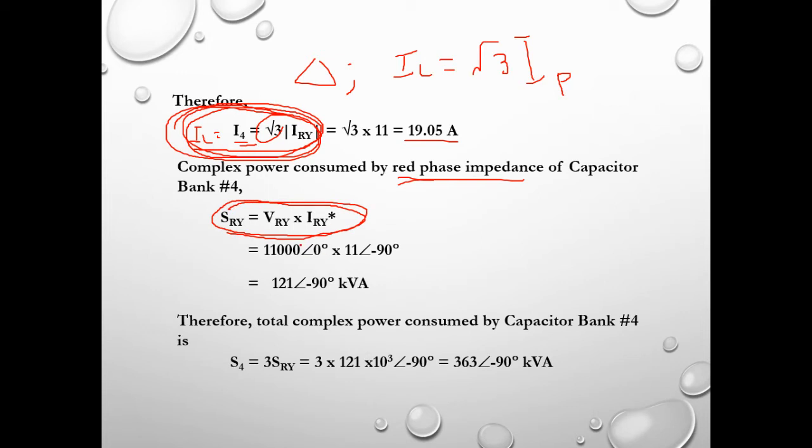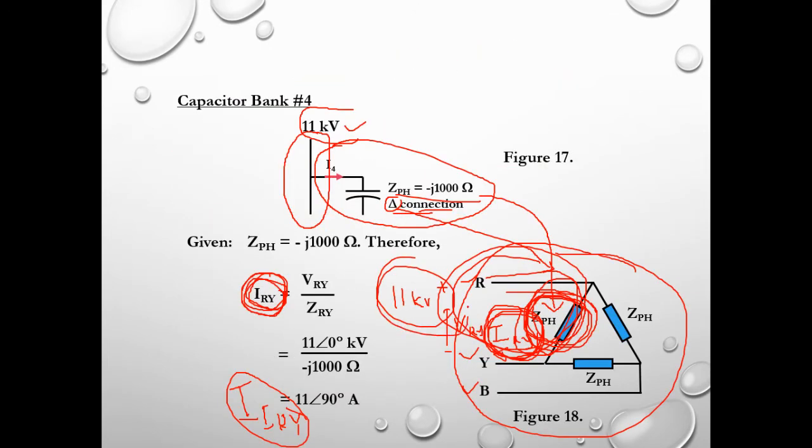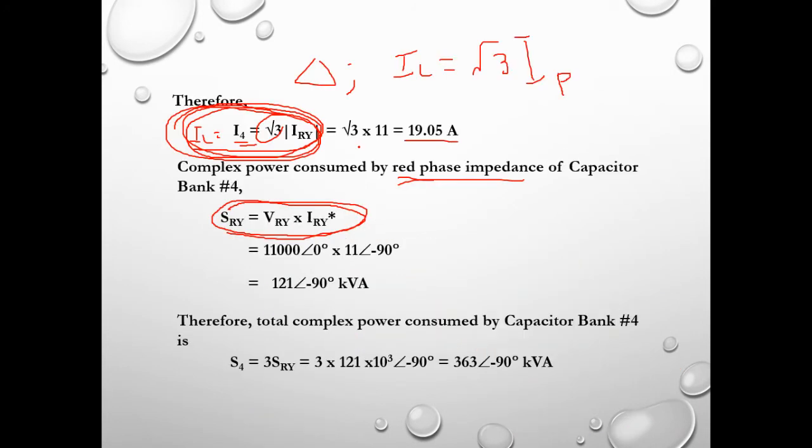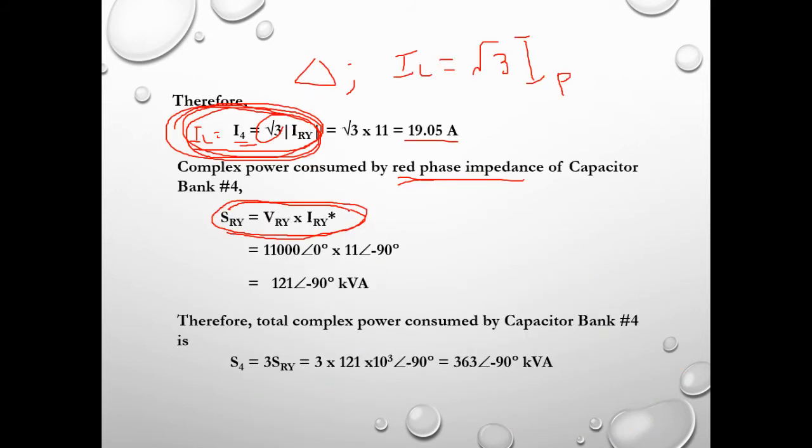So substitute again the value of RY. VRY is 11 kV over here, and then multiply by IRY we just obtained. Remember the symbol conjugate, so now we have a negative value. The complex power of the red phase impedance is then equal to 11 angle negative 90 degree.